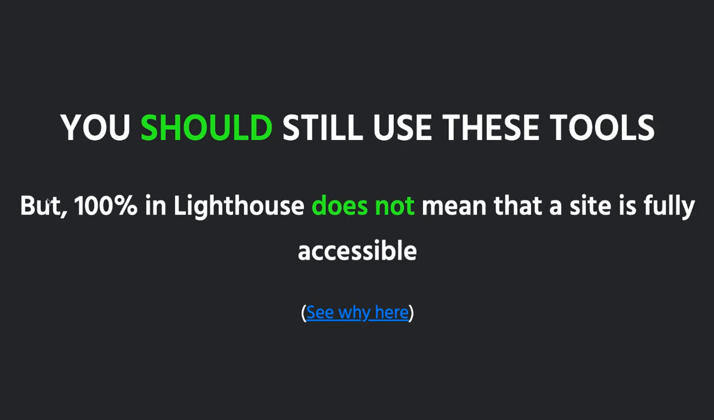I've left a link here. Somebody, as an experiment, tried to create what they thought would be the least accessible website possible that still would get a 100% score in Google Lighthouse. And it's pretty impressive what they do there. But there's a lot of things that you can do that won't be caught by a scanner.